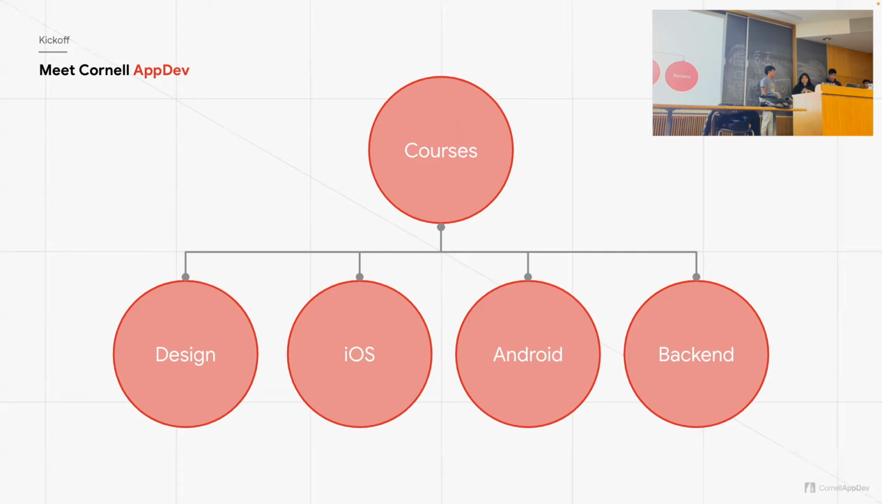Next, we're talking about iOS. Yeah, I'm iOS. Sorry for not introducing myself. My name is Elvis. I'm a junior studying CS and philosophy right now. I'm co-instructor with Justin right here. Hi, I'm Justin. I teach the iOS course. I'm a senior studying computer science.